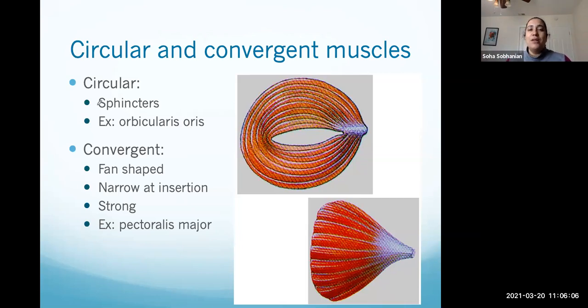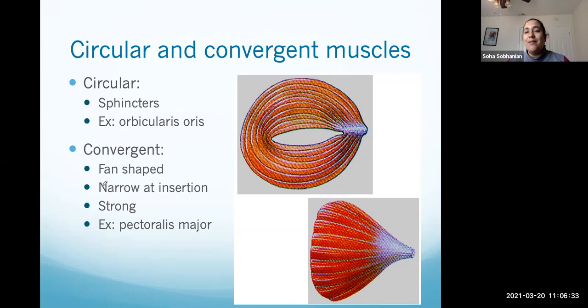You also have a muscle called circular muscle. Again, as the name implies, the pattern is circular. The best example is a sphincter muscle that I mentioned earlier, and then orbicularis oris. Literally, you have muscles around the eye called orbicularis oculi, and around your mouth called orbicularis oris. Oris means oral, right? The opening for your mouth.